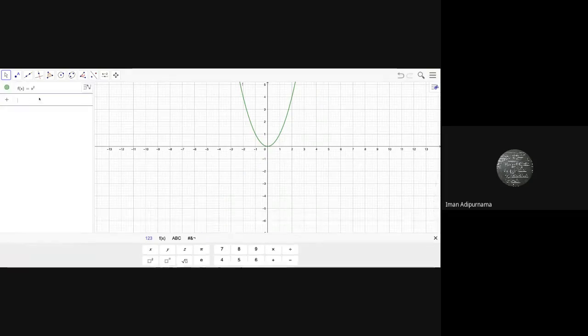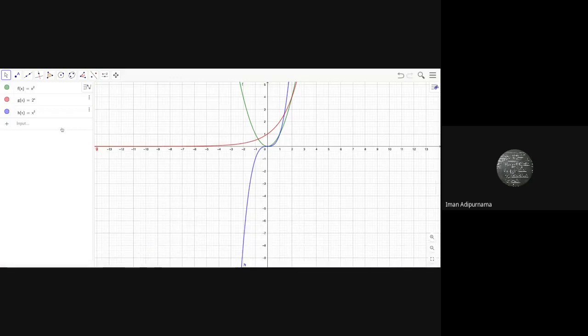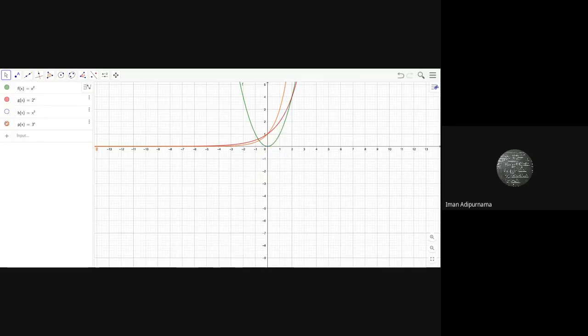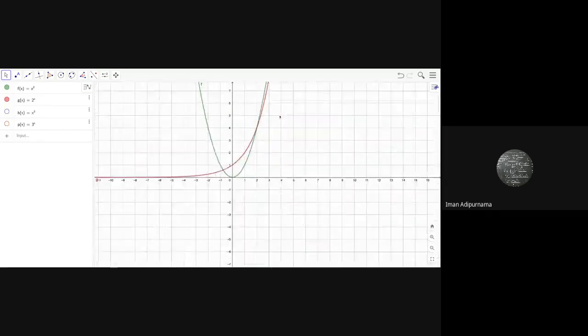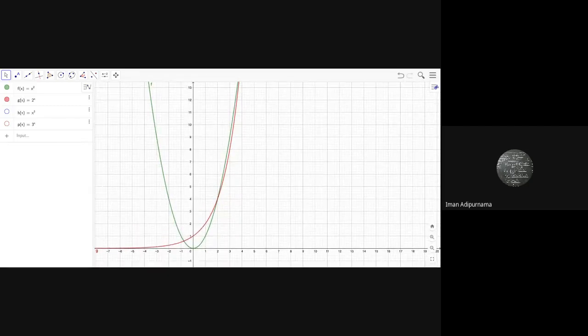Okay, let's just make x squared and then make 2x. And then the other one is x cubed. And I think just this 4 is enough. 3 to the x. See the red color is 2 with the power of x. The green one is the x squared.